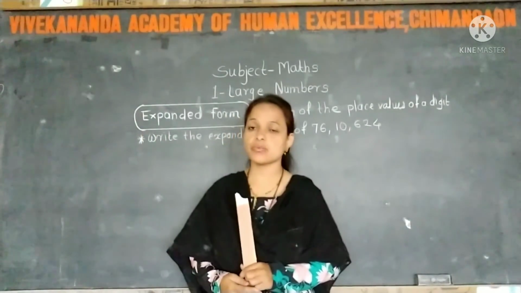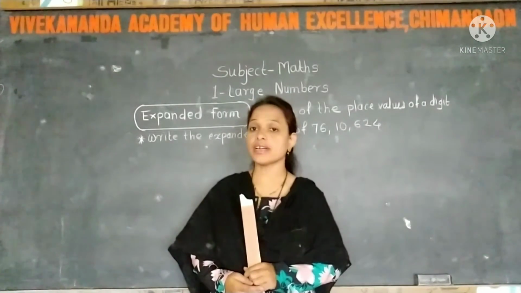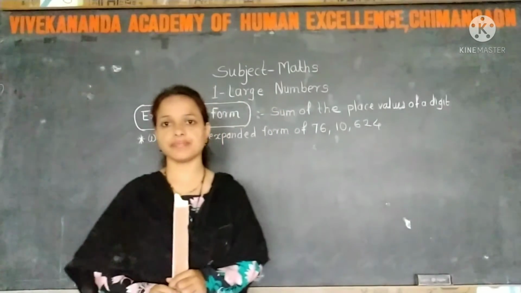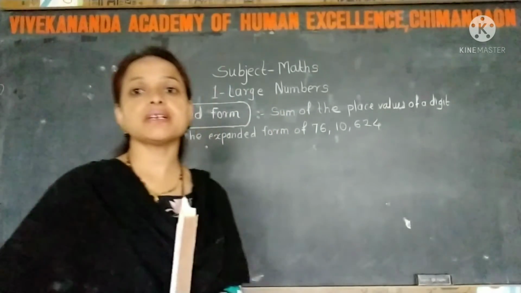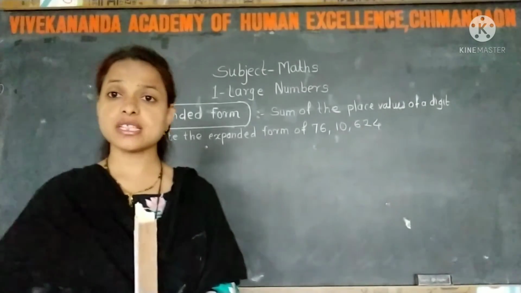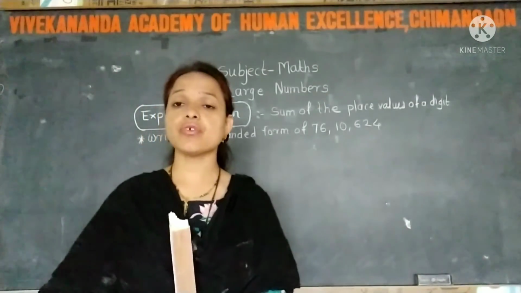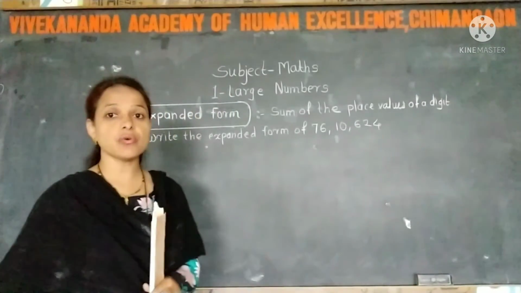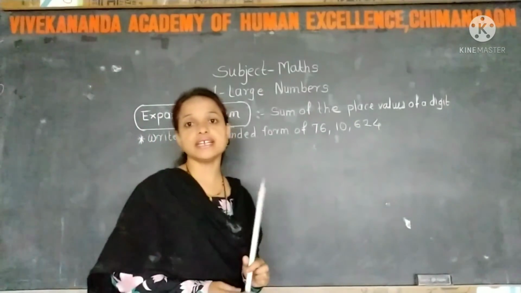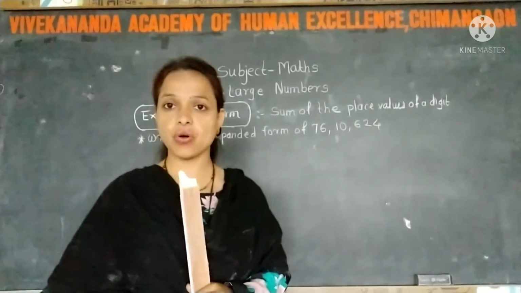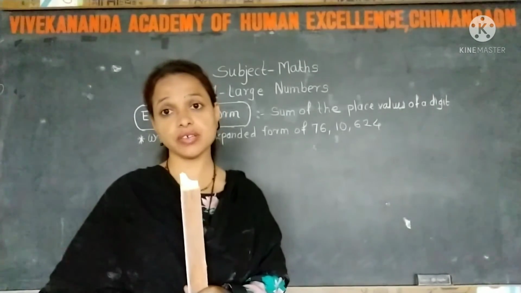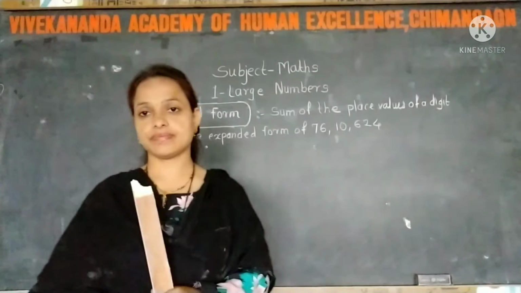Students, just now we have learned how to find the face value and place value of a given digit in the number. Now we will see the expanded form of a number. Look here, students. Expanded form means what? Expanded form of a number is the sum of the place values of its digits.